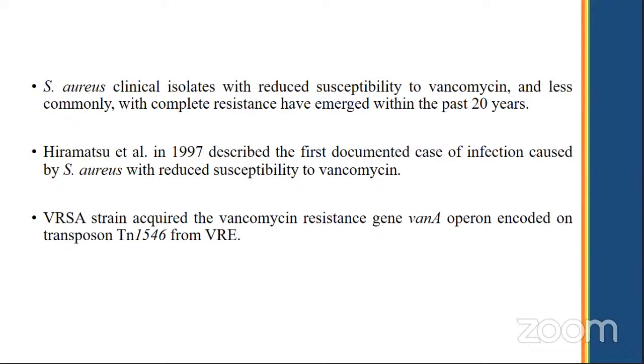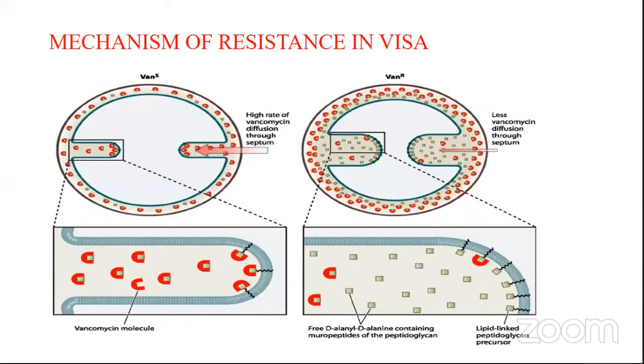VRSA strains acquired the vancomycin-resistant gene VanA operon encoded on the transposon Tn1546 from the VRE, whereas the mechanism of resistance in VISA is due to the thicker cell wall, mainly at the septum, and an increase in D-alanine containing mucopeptides of the peptidoglycan, which causes decreased binding of vancomycin to the lipid II site and decreased diffusion of vancomycin.